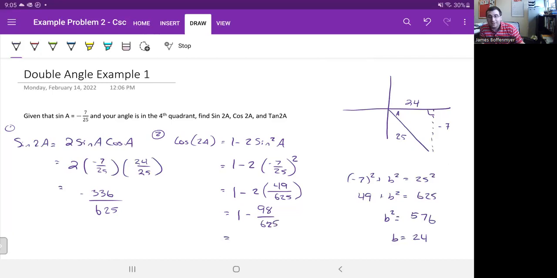All right, even though it's a messy fraction, it's still not wrong. So now we have to find the least common denominator and then add and subtract. So the LCD would be 625. That means that would be 625 over 625 minus 98 over 625.